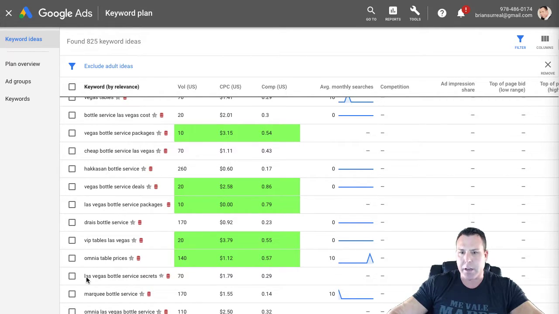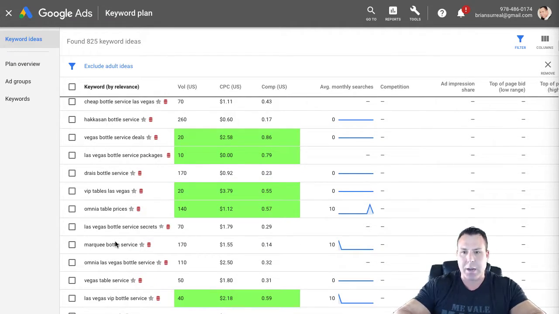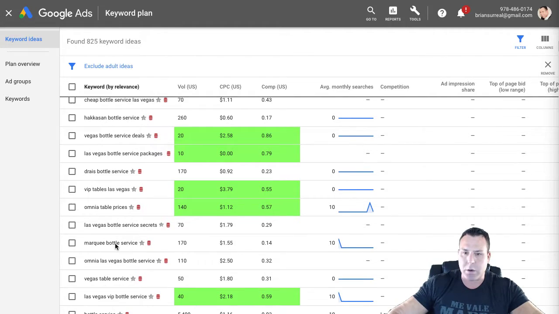This is called a long tail keyword. Like if it just says bottle service, that's not a long tail keyword. That's a short tail keyword. Las Vegas bottle service secrets, that's a long tail keyword. Okay, that's something that if someone types that in and you have a video exactly about that, and it's a well done video and it has information in there that people want, that's going to rank number 1 for that term. Okay, because there's really no competition for it.